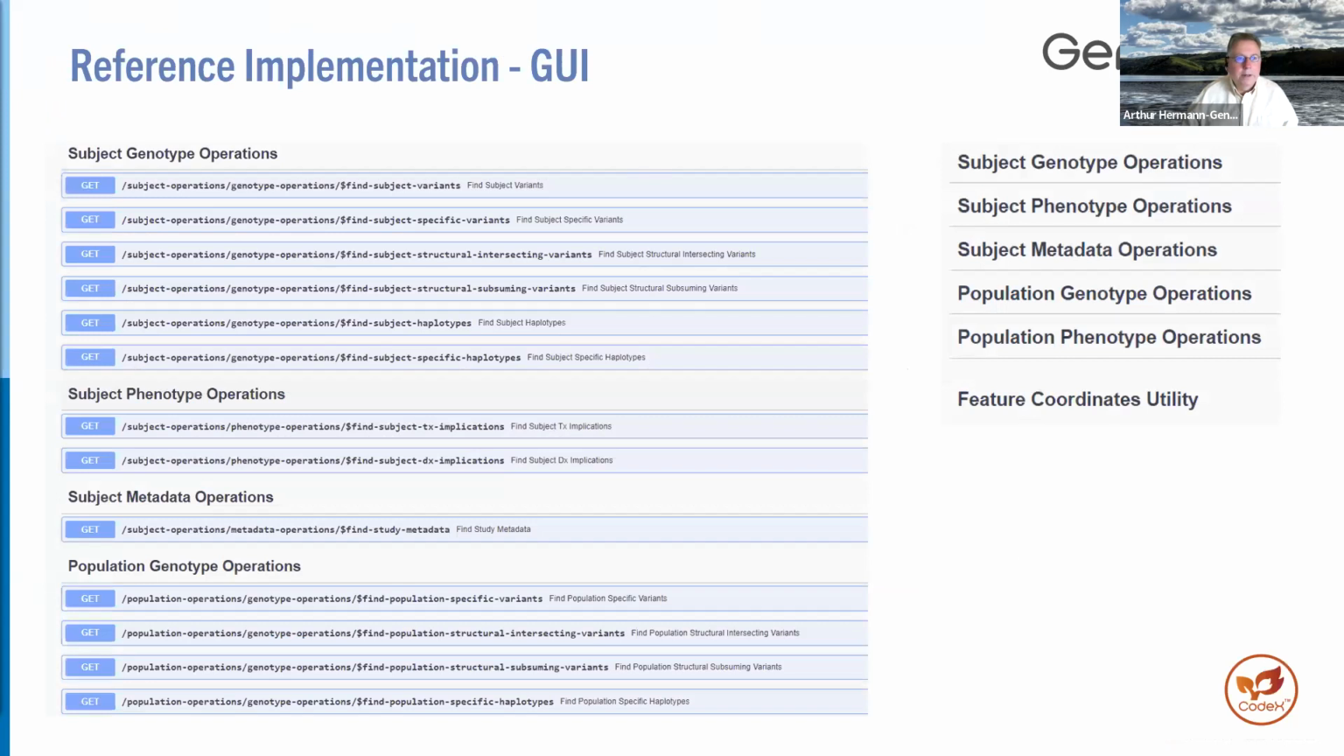One other thing I just wanted to share with you quickly is this is the reference implementation GUI. What it's showing is the domains right here on the right that are set up right now that have operations under them. Of course, the goal of this implementation is to develop more domains and more operations. That's the goal.